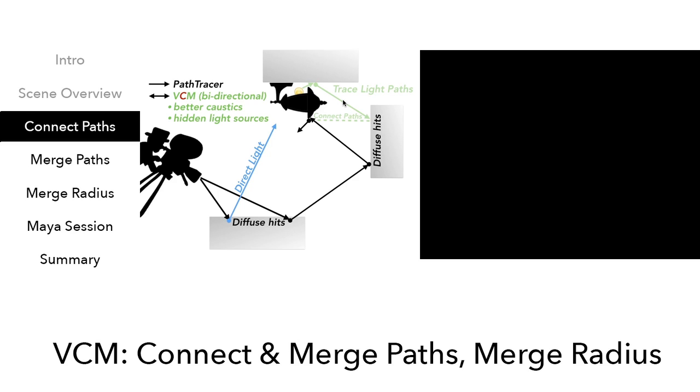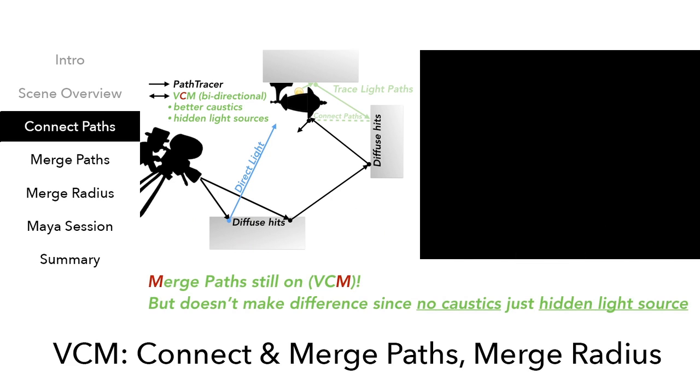Now, you may be asking, well, what about merge paths? Is that on or off? Well, merge path is still on in our VCM. That's the M in the VCM. However, why does it not make a difference? It doesn't make a difference since there's no caustics in this scene. Remember, the merge path is just for caustics. We'll see more of that later. But it's just a hidden light source.